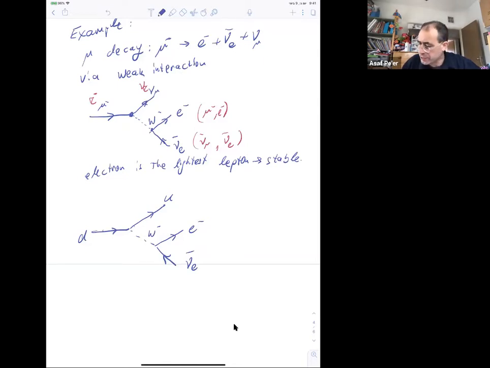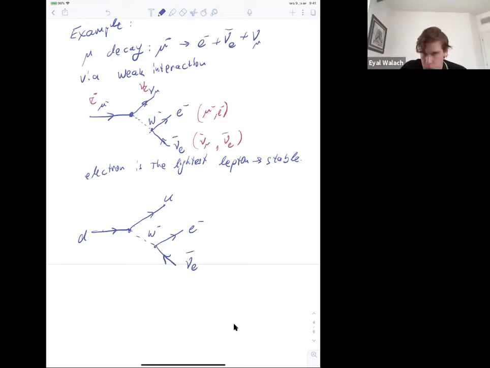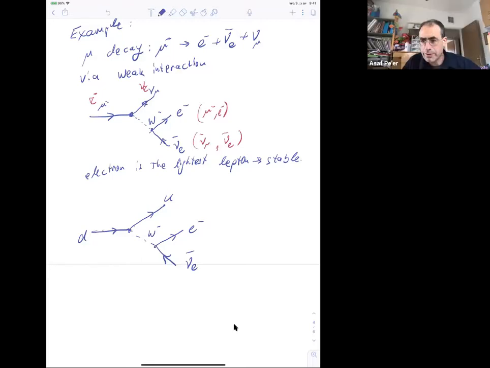Again, I conserve the charge, right? The down quark has a charge of -1/3, the up quark plus 2/3, and the W minus has charge -1. So charge is conserved in each vertex. Also, the baryonic number is conserved. It's the same generation.